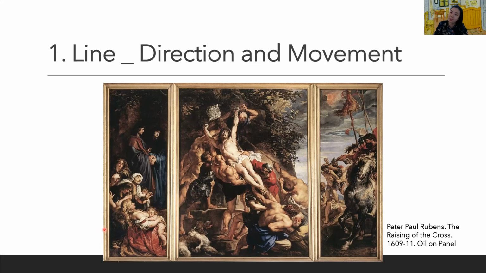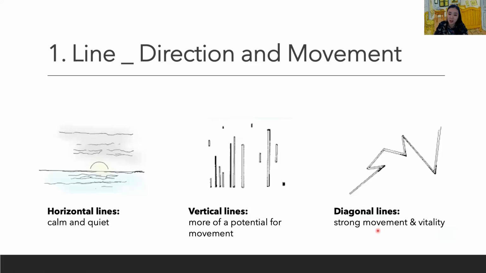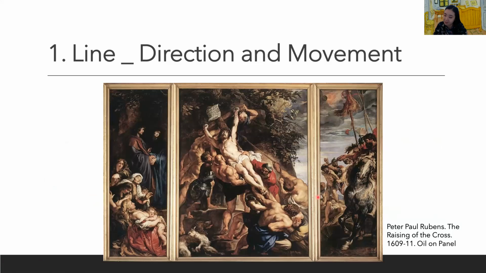Okay, so here's a quiz. Can you guess which direction of line we can find in this painting? We just saw these three lines: horizontal, vertical, and diagonal. Which lines can you find in this painting? Vertical line. Diagonal, perfect. Diagonal lines like this. It shows a dramatic and a strong movement. Very nice.